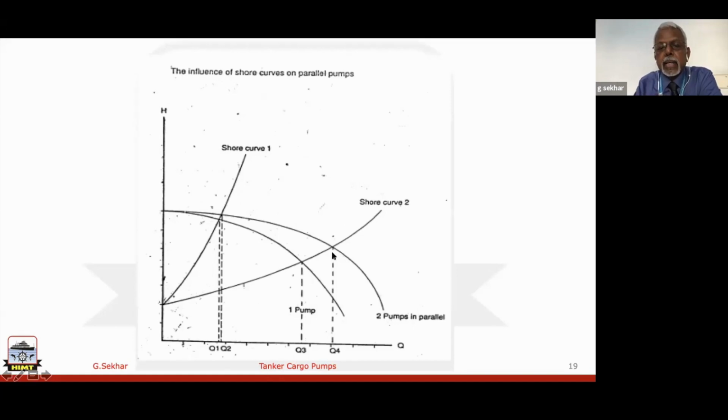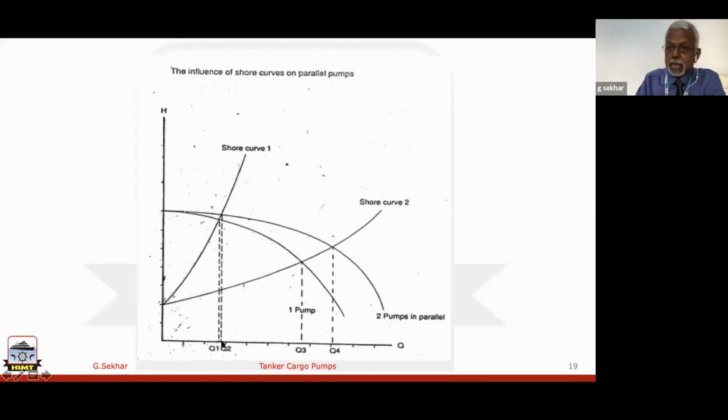Whereas in some terminals, in case the shore curve is steep like this, you may come across, not this steep, just for discussion we are discussing here, or it may be something like this. So then what will happen? Earlier it was Q1, now it is Q2.